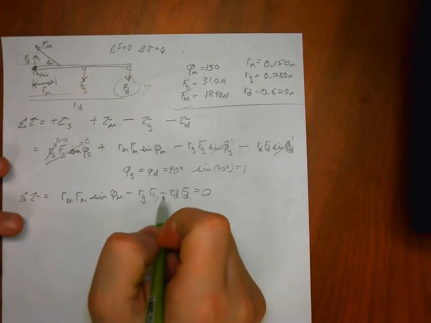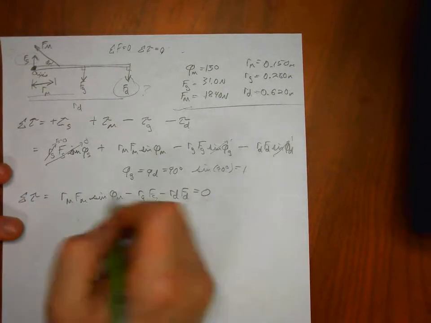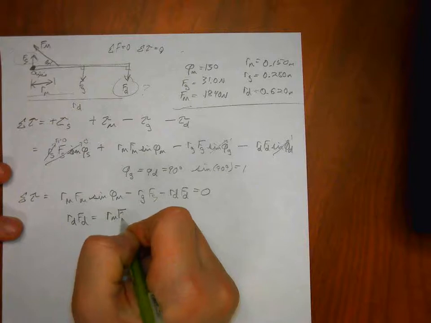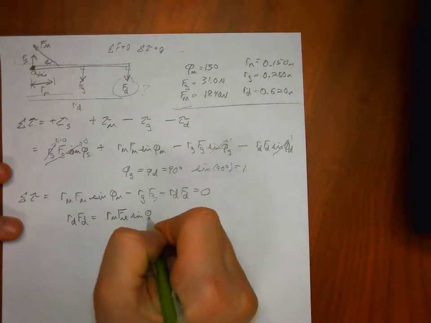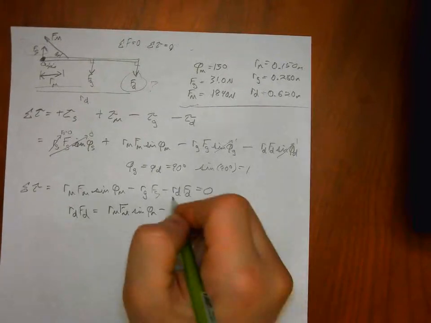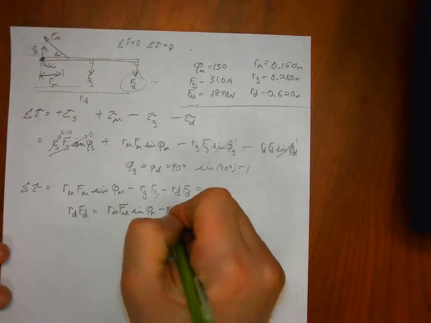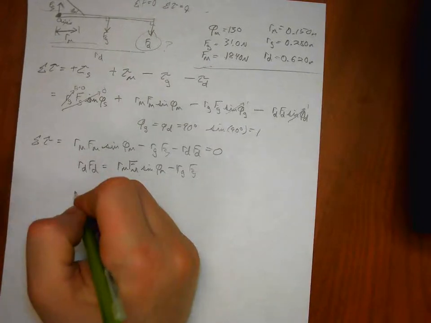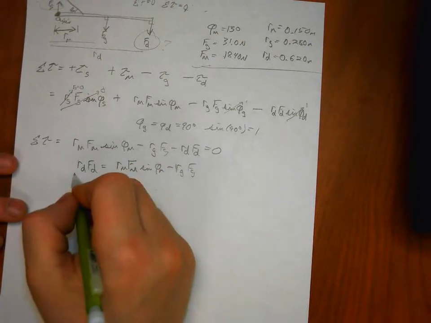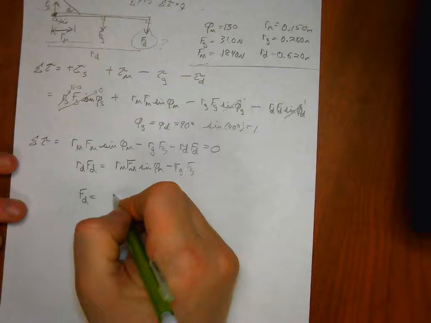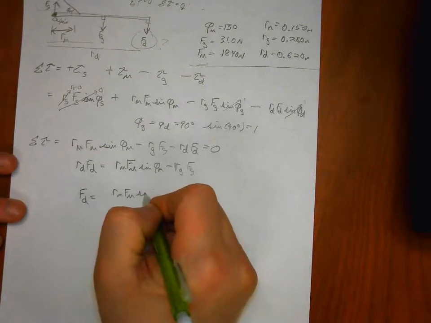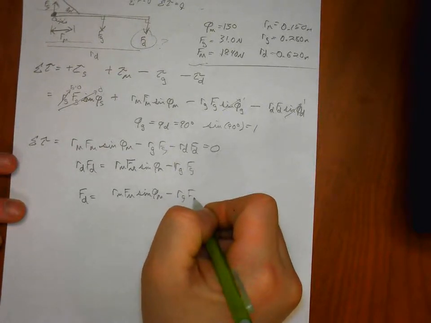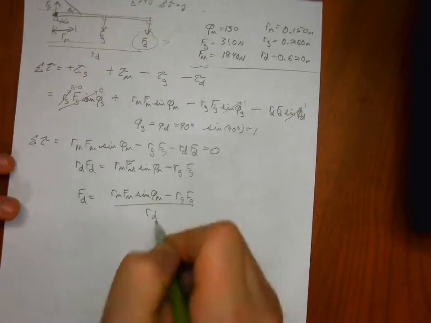So we need to solve this for the dumbbell. So I'll just add this term to each side. So I can say Rd Fd equals Rm Fm sine of phi m minus Rg Fg. And now we're just at the point of plugging in numbers. Well, no, excuse me, we need to divide by Rd. So Fd of the dumbbell is equal to Rm Fm sine phi m minus Rg Fg over Rd.